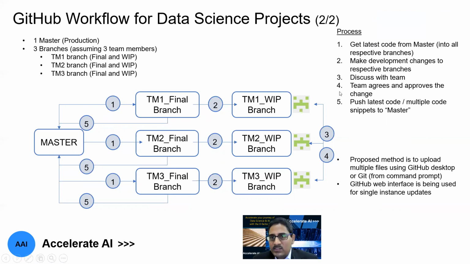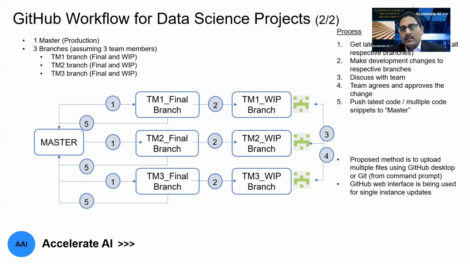The way we have defined the process here is to get the latest code from your master into all the respective branches, because obviously the master has the final version or the current version. Then we take that and make development changes in the respective branches by the respective team members. Then we discuss within the team what the changes are. Is it going to impact other team members or the entire program and so on? And then the team agrees and approves the change. Once that happens, we can push the latest code or multiple code snippets into the master. So that's a scenario that you can use here.